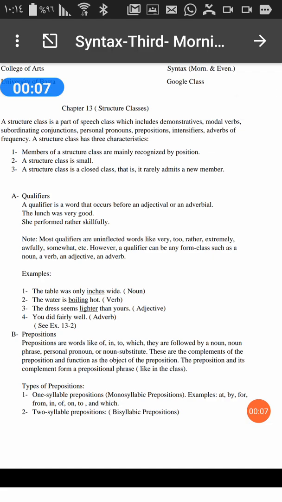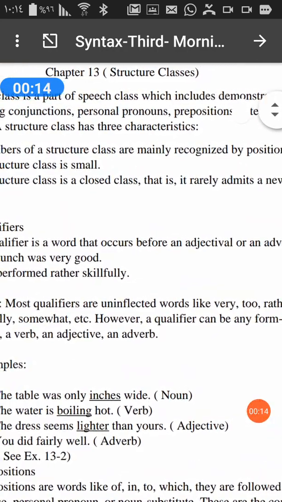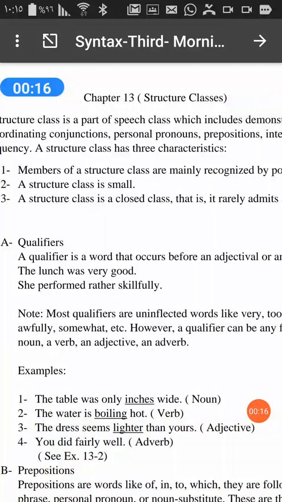This is the first video that I will send you. It is the summary of chapter 13. The title of chapter 13 is Structure Classes. You know, parts of speech are classified into two main types.